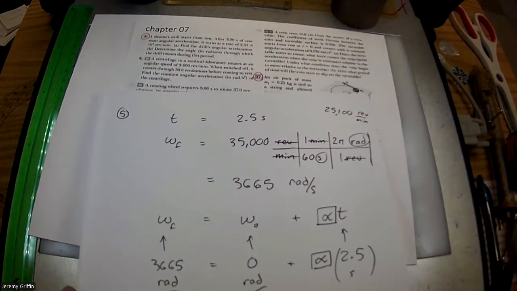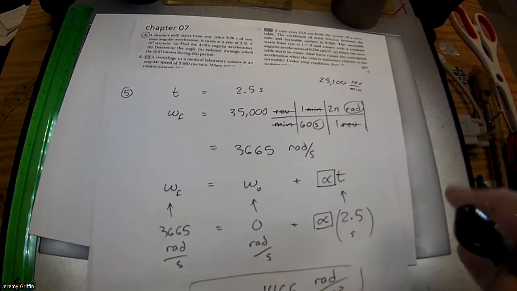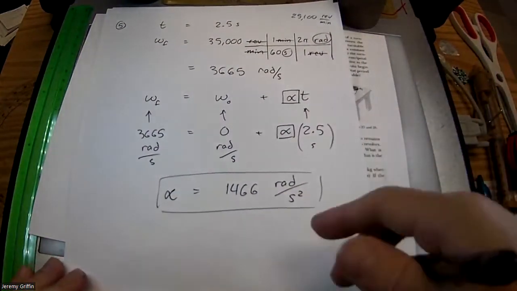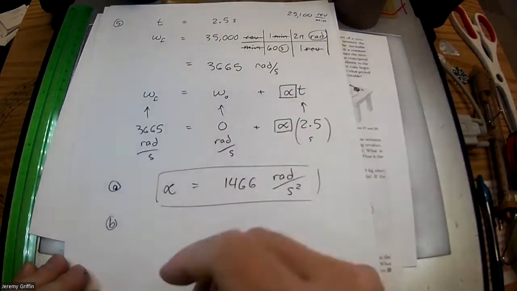And that was part A. Part B was determine the angle in radians that it turns. Right? So how far has it turned? This is analogous to how far you have walked in meters. That was part A. So for part B, we need to solve for theta.